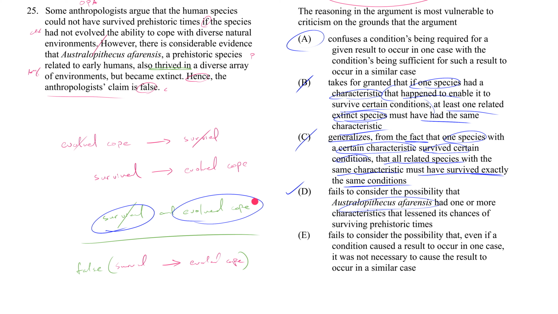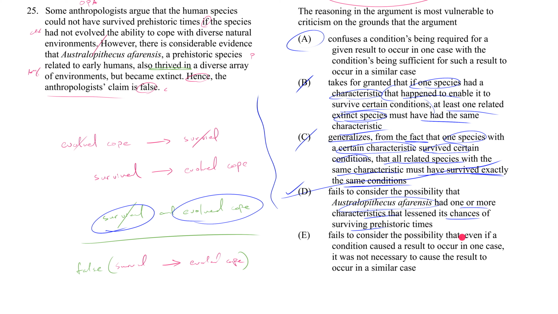I mean, look, Homo sapiens evolved the ability to cope, and they did survive. We did survive. So isn't it interesting that afarensis, in spite of the fact that they evolved the ability to cope with natural environments, didn't survive? Why is that? Maybe it is because they had some failing, right? Some weakness. Maybe they were, whatever, you can just make stuff up, right? But do you see how far off the track you've already gone?